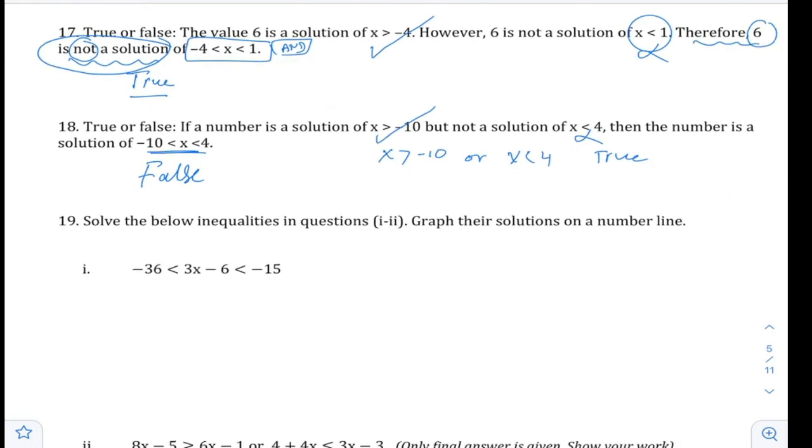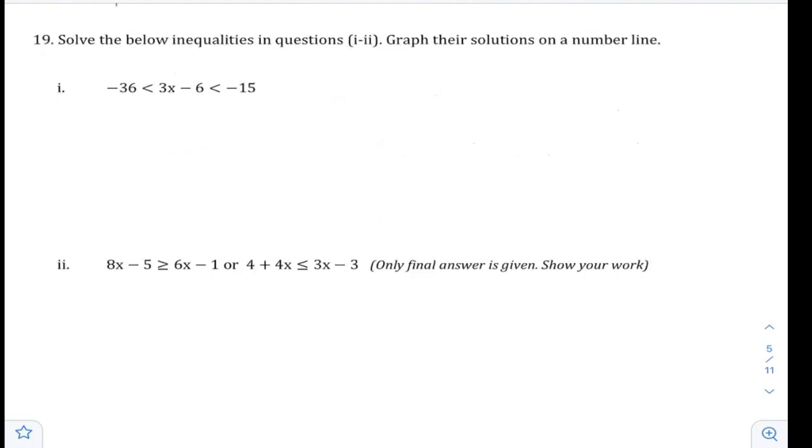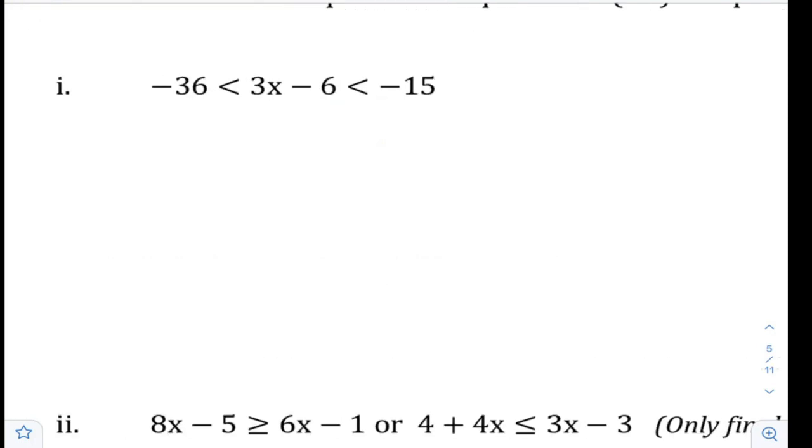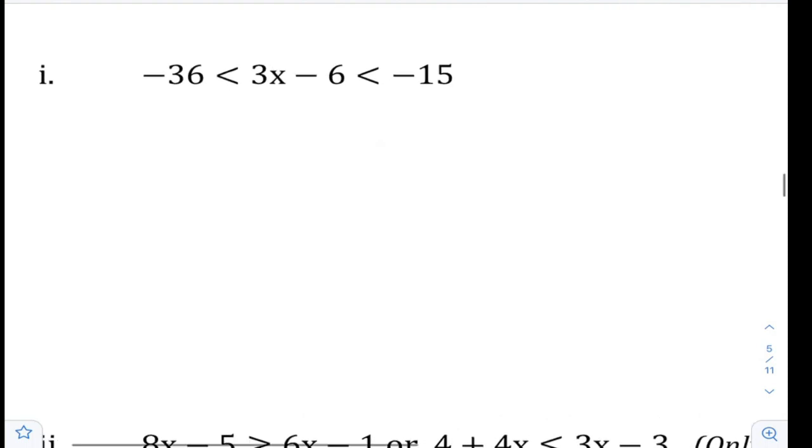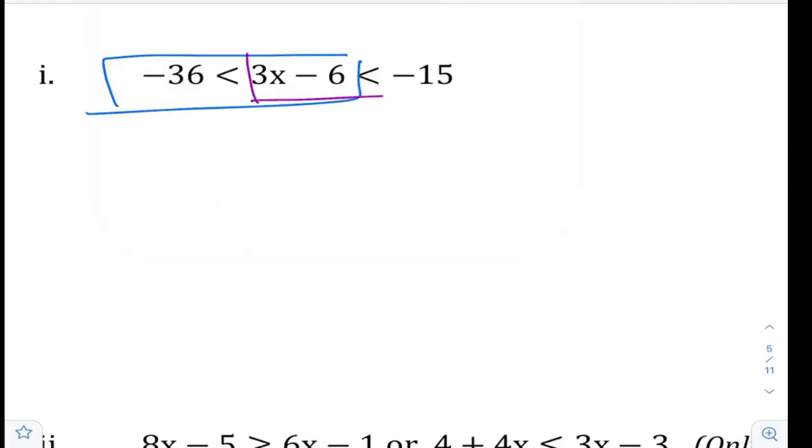Number 19, solve the below inequalities in questions 1 and 2. Graph their solutions on a number line. Number 1, this is an "and" inequality. If it is between a number and a number, then it's an "and" inequality. As I explained in a previous video, we can solve it in two approaches. We can divide this into two inequalities, compounded by "and". This is the first one, and this is the second one.